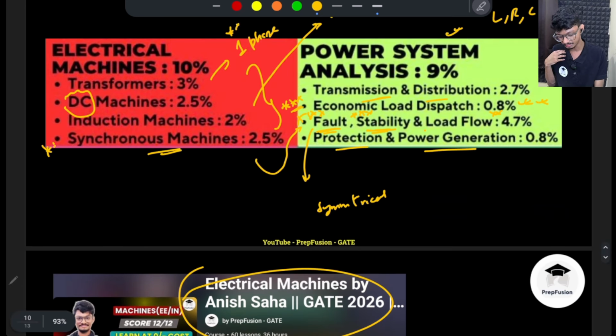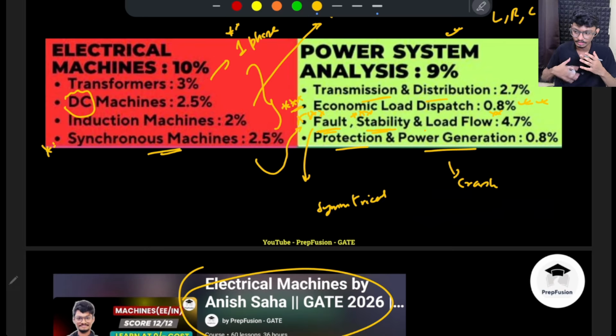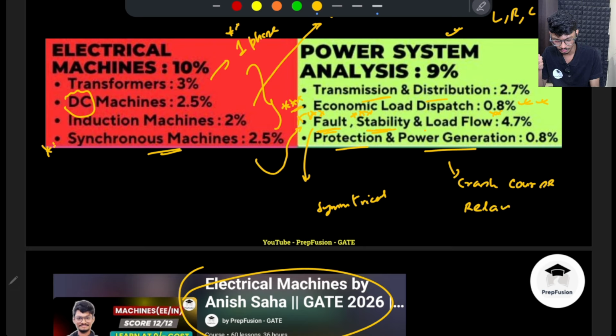Again, power production and power generation, again I will suggest this particular topic to cover from a crash course. Then protection. In protection, right, there are relays. Relays is a very important topic. Switchgear maybe not super important. There are few formulas of switchgear, not super important. But relays again is a very important topic.